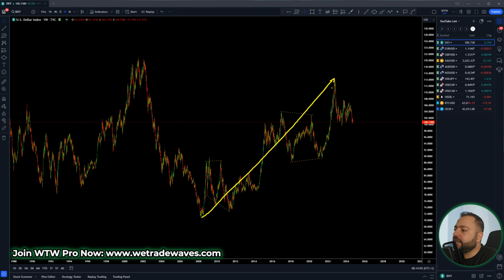Fractals, I mean, the market moves within waves. And it's waves within waves within waves. We have bigger waves, we have smaller waves. In other words, we have major trends and minor trends. I'm just trying to simplify things for you.